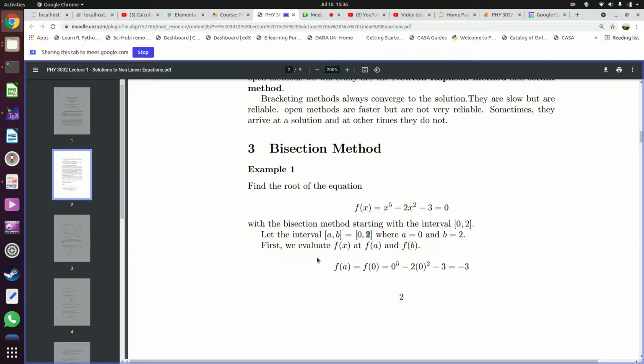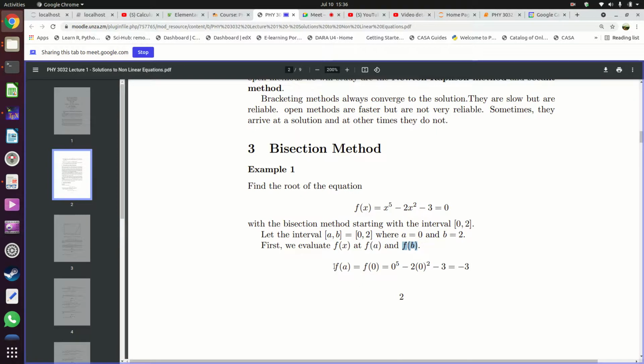It's clear. Next, we have to check if there's a solution in this interval. Before you do anything with bisection, you might end up doing something, then there is no answer. Before you do anything with bisection, you always have to check if there is a solution in this particular interval. So how do you do that? You find the value of the function at A and the value of the function at B. So you find f of A and you find f of B.